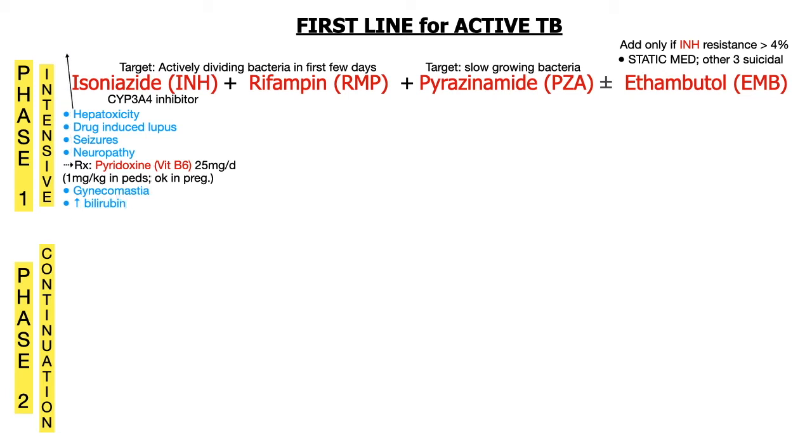Going back to hepatotoxicity, it is important to stop isoniazid in patients if their liver function tests, so their LFTs, come back 5 times the upper limit and the patient is asymptomatic, or if their LFTs are 3 times the upper limit and the patient is showing symptoms.